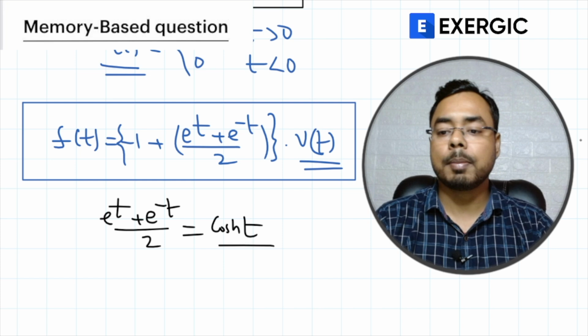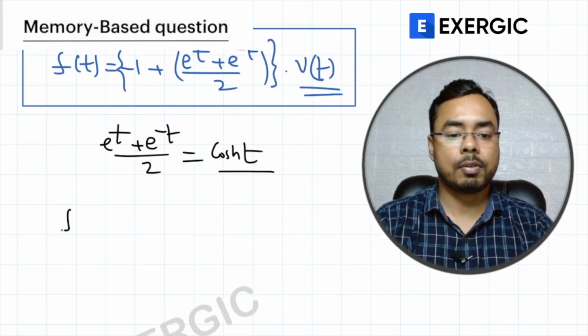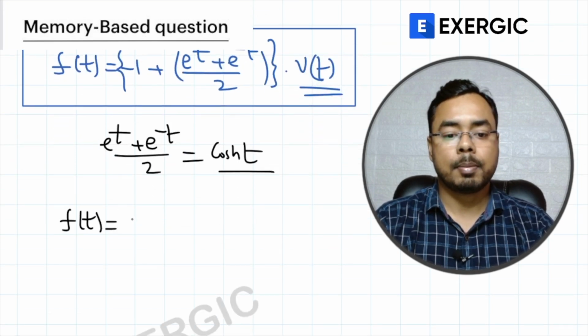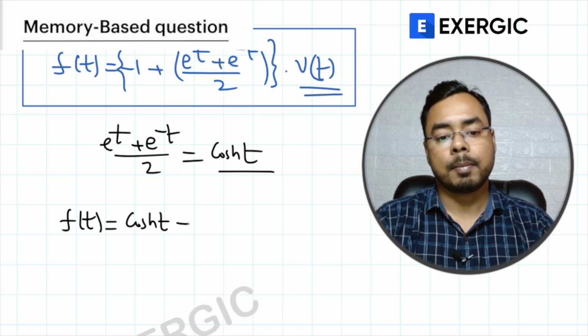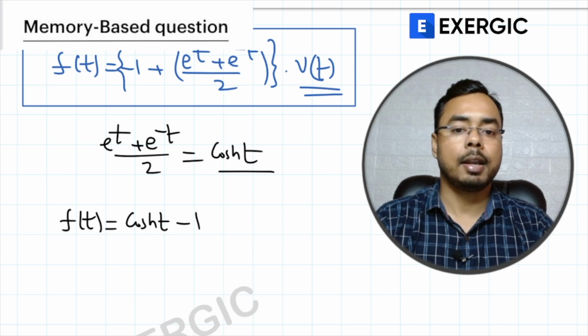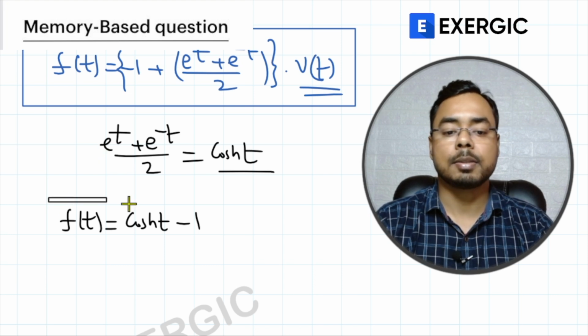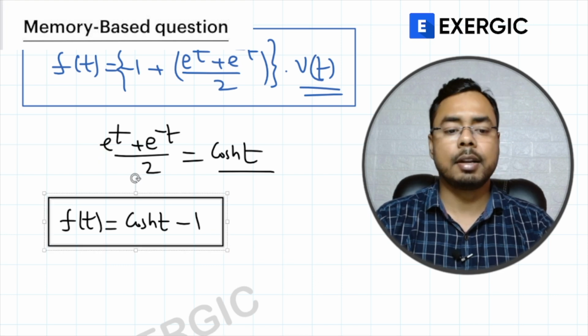So you can write the same answer in this manner also. You can write f of t as hyperbolic cosine t minus 1, right? And again you can write in this manner, or you can multiply this by unit step function. So these are the different possibilities.